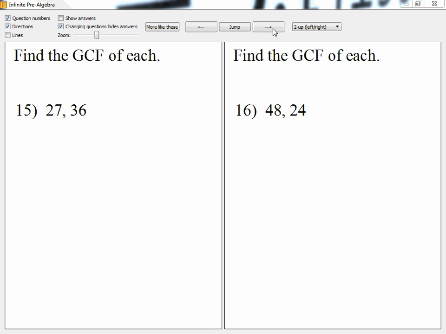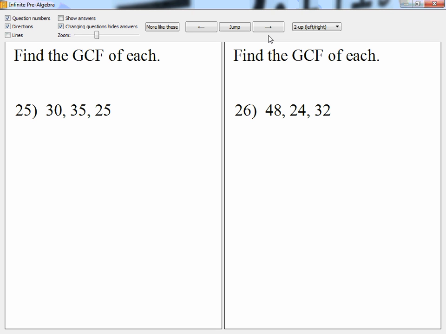Just before I stop, notice I started you with 2 numbers only, but look at number 25 and on. I'm giving you 3 numbers, but I'm still asking for the greatest common factor. So in this case, which is the biggest number that goes into all 3 numbers? 30, 35, and 25.